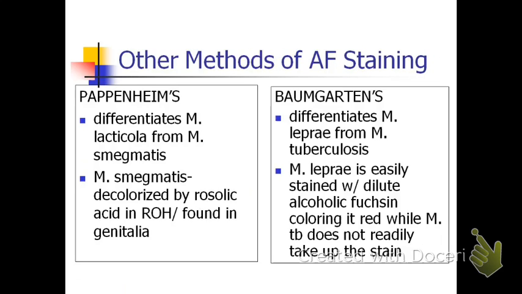But let me point out that there are other methods of acid-fast staining. Pappenheim's method differentiates Mycobacterium lacticola from Mycobacterium smegmatis, because Mycobacterium smegmatis is decolorized by the decolorizer consisting of picric acid and alcohol. Interestingly, guys, Mycobacterium smegmatis is found in the genitalia, in smegma.